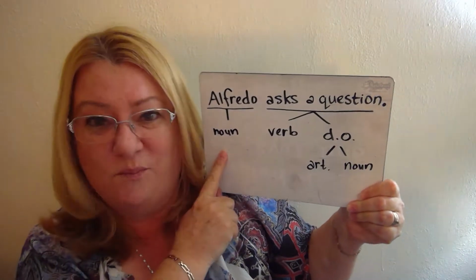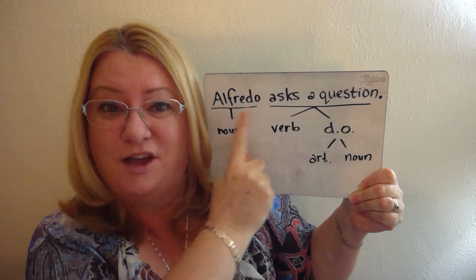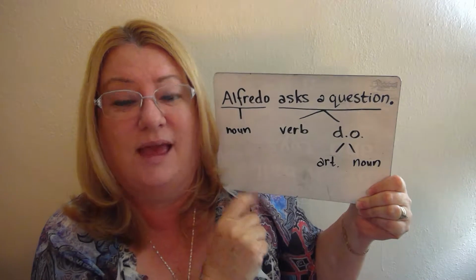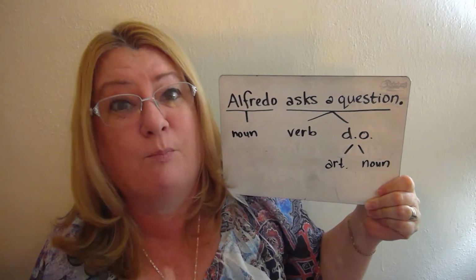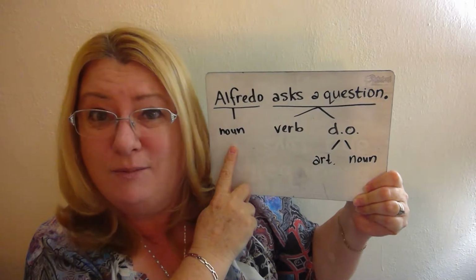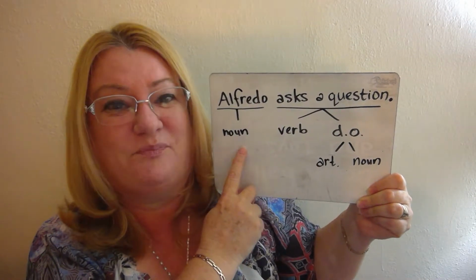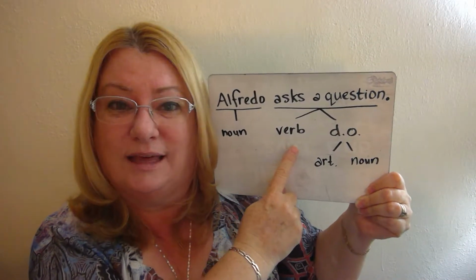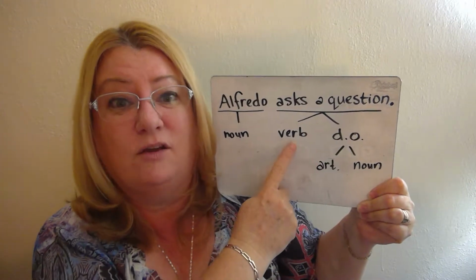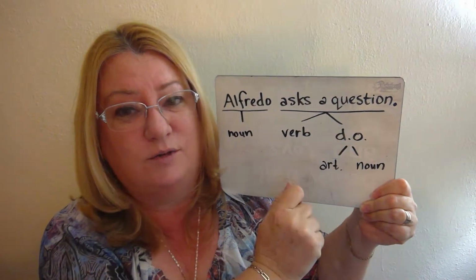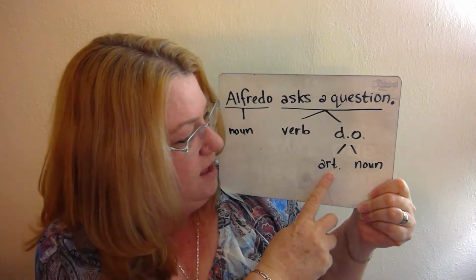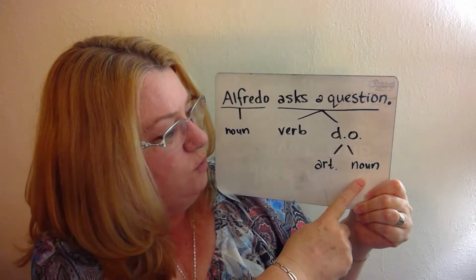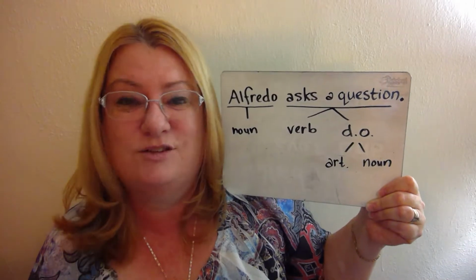Now, here's another basic sentence. Alfredo asks a question. Now, this time the noun phrase is just one word. It's a proper noun, a name of a person, Alfredo. Now, if we're going to look at the verb phrase, now you've got the verb and you have a direct object. And if you look at the constituents of that direct object, you've got the article and you have a noun. So you can build your sentences.